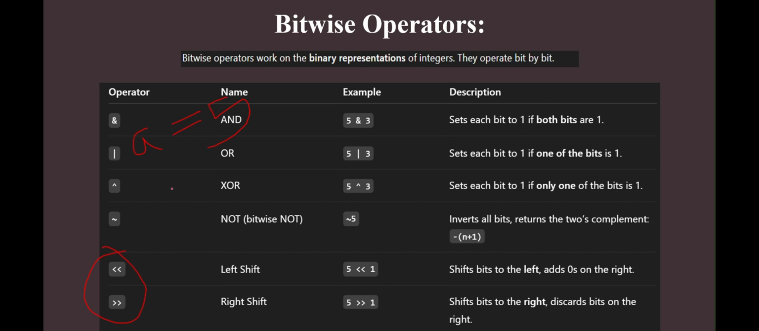Take a simple example. If I'm writing 5 left shift of 2, this simply means what? I'll be shifting the bits towards the left side, shifting by 2 bits. Simply, for example, how to represent this 5 in the form of binary, that will be 1, 1, 0, 0.